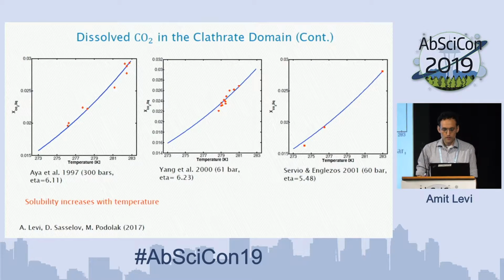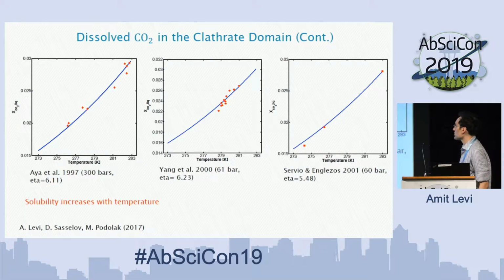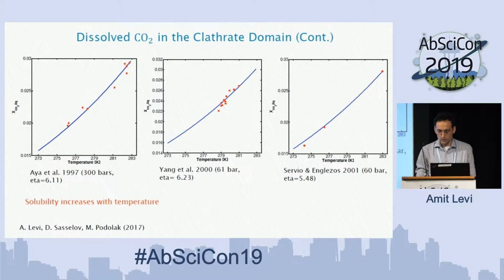When we compare this theory with experiments at low pressure, up to a few hundred bars, our model, the blue curve, goes through the experimental data pretty well. We see a very distinct behavior where the solubility actually increases with temperature, very different from when clathrates are not part of the problem. What happens at higher pressure? What happens at the actual seafloor?